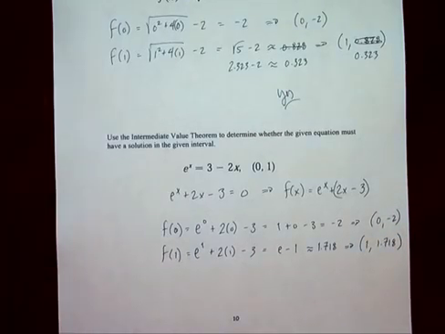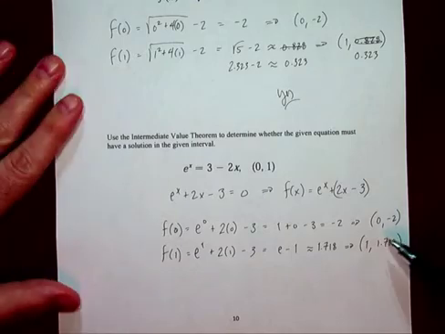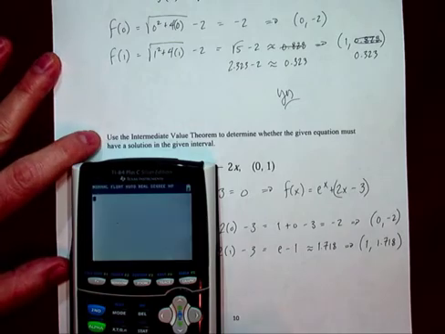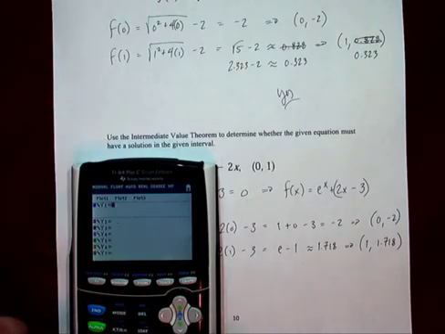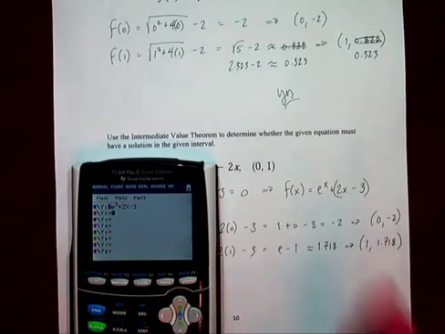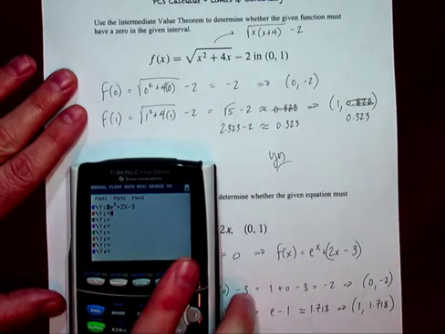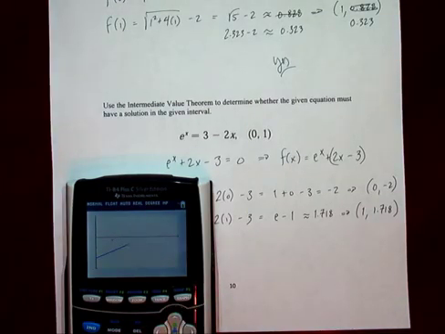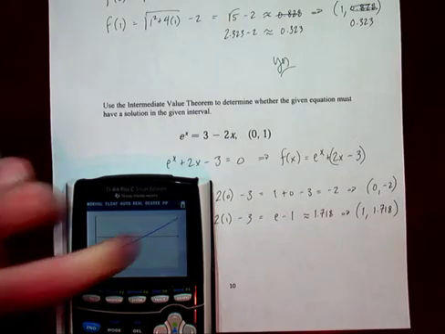I know that the function is continuous on the interval. The outputs are not the same, and therefore I should be able to find a 0 between these two. And let's go ahead and take a look. Okay, let's go ahead and just plop that in there. And we know that e to the x plus 2x minus 3, and we already have the interval because it's the same 0 to 1 as up here. We already have the window where it should be. So let's just go ahead and graph. And we see the 0 that we were guaranteed.